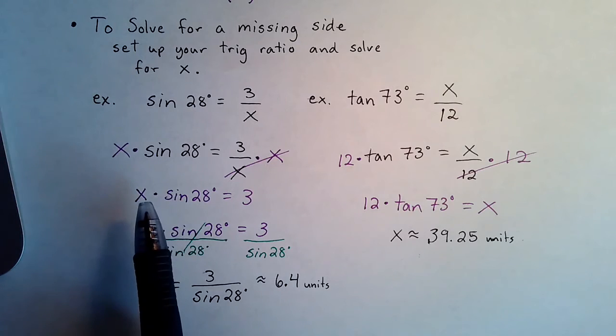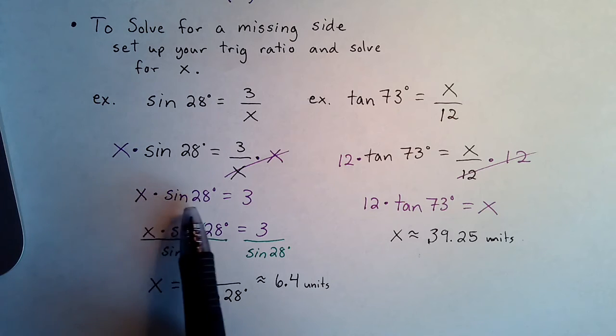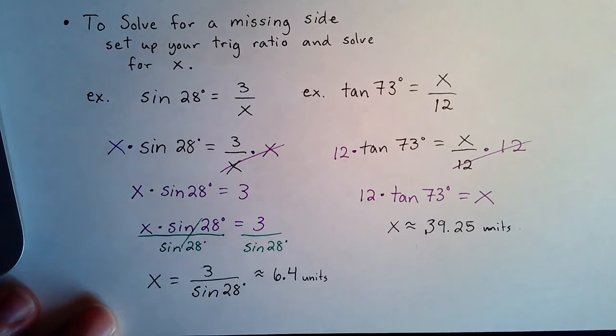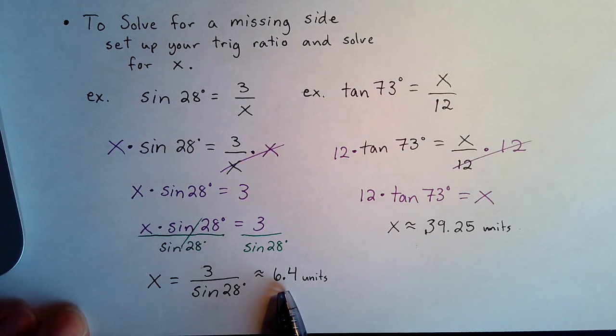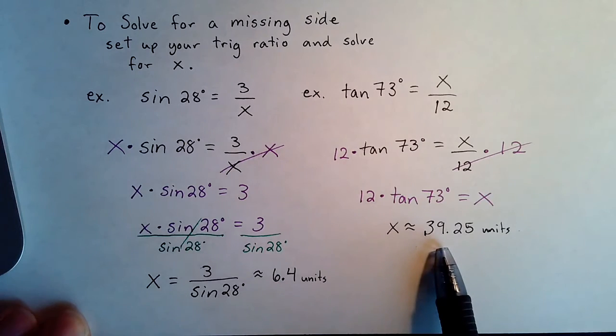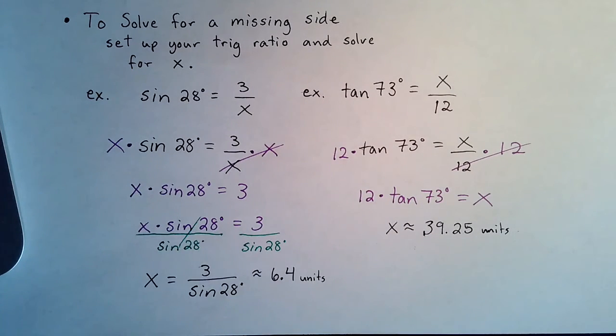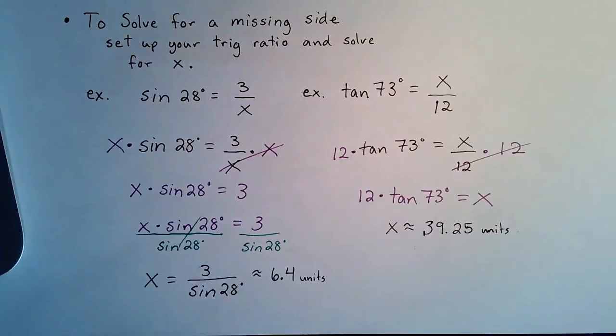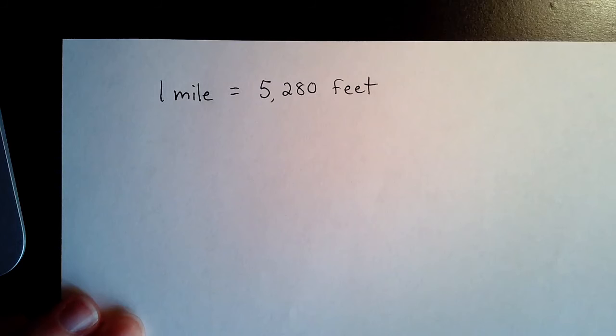But on this one over here, the x is not isolated once we do that. So the sine of 28 degrees is still just a number. So we just have to divide by that. Okay, because when we have x times something, we just need to undo that, so we have to divide. And then that tells us, once we've done that division, that this one would be about 6.4 units, and that this one would be about 39.25 units. So having an example of when the x is on the bottom and when the x is on the top is very helpful.